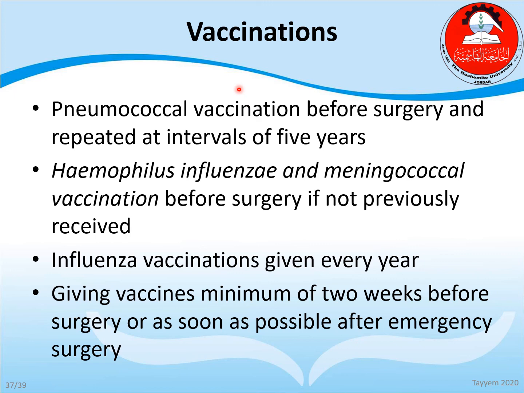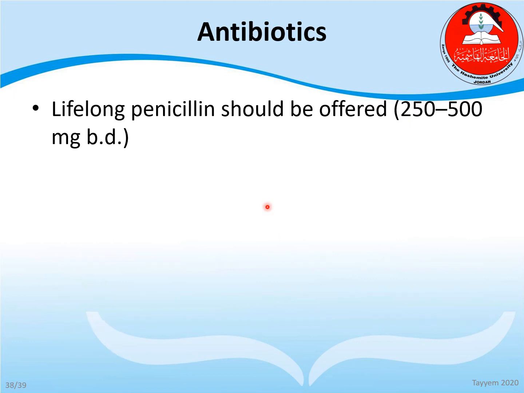Vaccination is important before you do splenectomy, especially pneumococcal vaccination, and that should be repeated at 5 years. Haemophilus influenzae and meningococcal vaccines also should be given with the pneumococcal vaccination, and the vaccine should be given 2 weeks prior to the surgery, and if it's an emergency procedure, as soon as possible after the emergency procedure. Antibiotics should be given lifelong, such as penicillin.